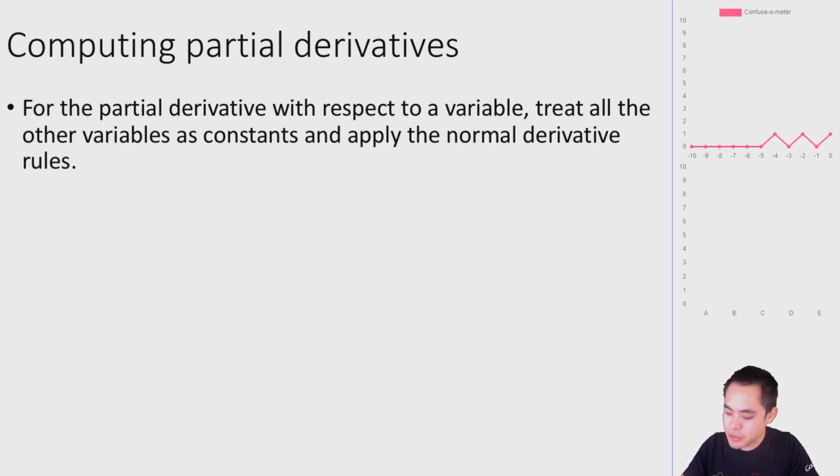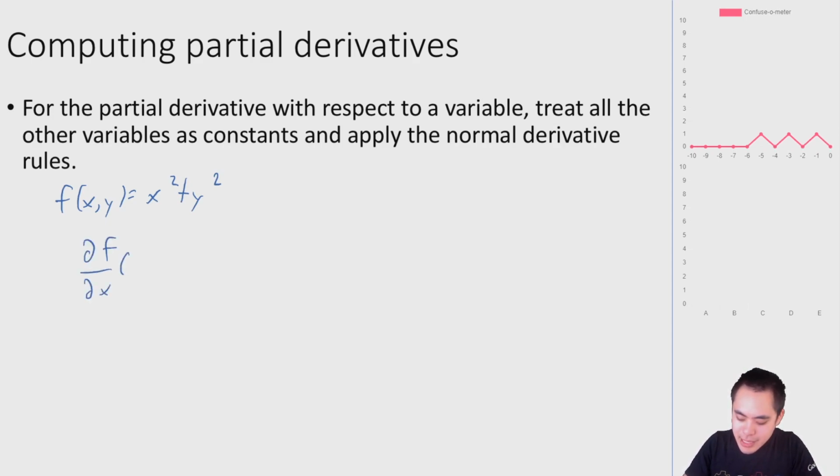So let's give a couple examples of this. Let's say we had f of x, y is equal to x squared plus y squared. Well, then we have del f by del x at the point (x, y). Note that this here is just specifying that it is a function of x and y.